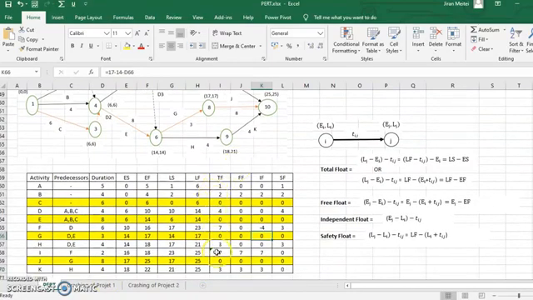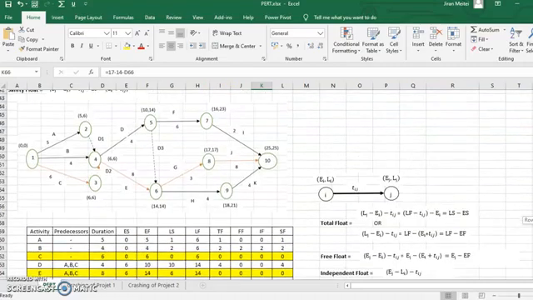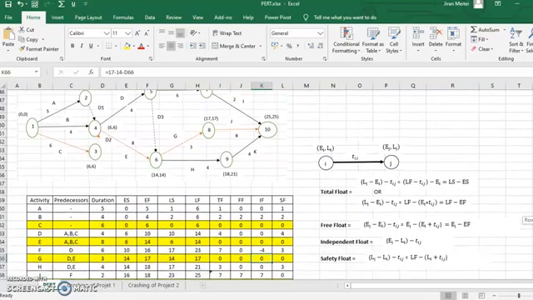Now see, you come to the total float column. Remember, this total float will always be greater than or equal to any other float for that corresponding activity. The other float cannot have a value greater than this total float. Also, one more observation: the total float for all the critical activities of the network is 0. And this is how you check your calculation.